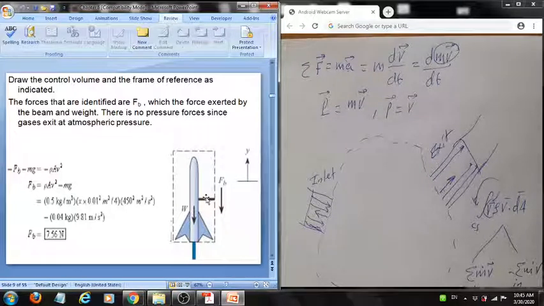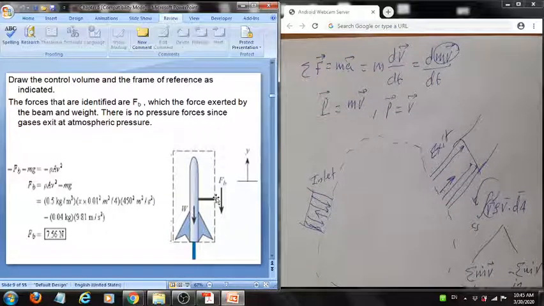Three, we have to identify where mass enters and mass leaves. There's no inlet to this control volume. We only have mass leaving the control volume. Four, we have to identify the forces acting on the control volume. In this case, obviously, we have the weight downward, and also we have the force exerted by the beam on the control volume, which is trying to hold it in place.